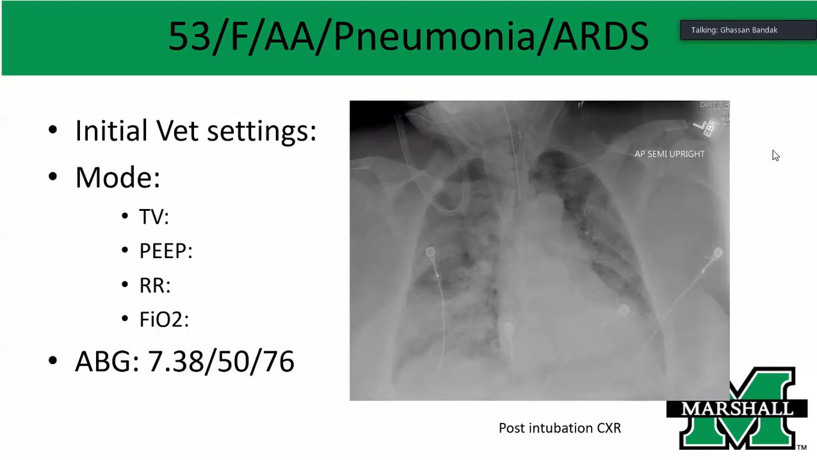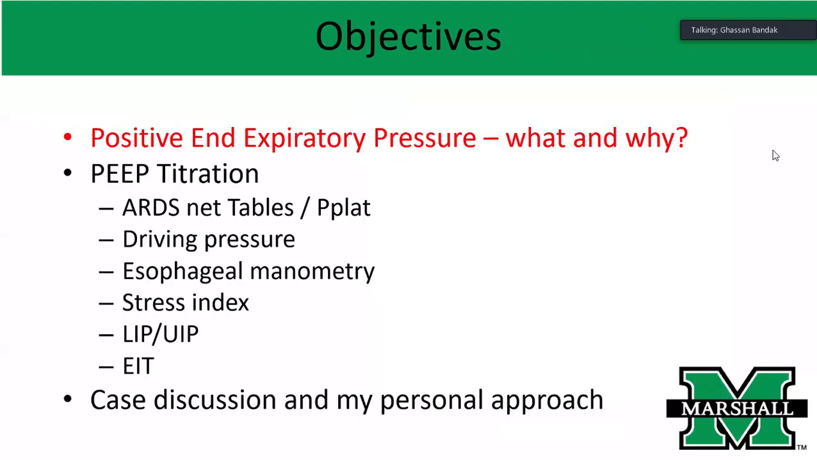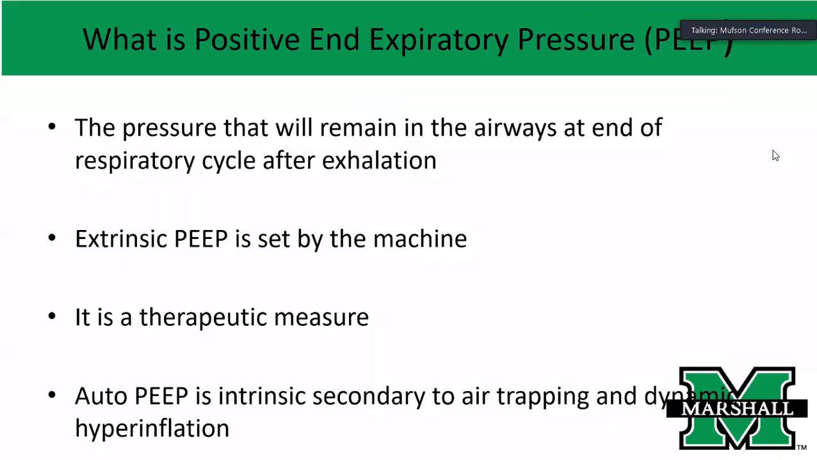So it depends. Again, we're going to talk about that. This is the aim of this lecture. I'm glad you have a question because hopefully this lecture will answer it. Okay. So let's talk about what positive end expiratory pressure is. This is the pressure that remains in the airways at the end of the respiratory cycle after exhalation. After you exhale the tidal volume, the pressure at the end is called PEEP, or positive end expiratory pressure. Extrinsic PEEP is set by the machine.